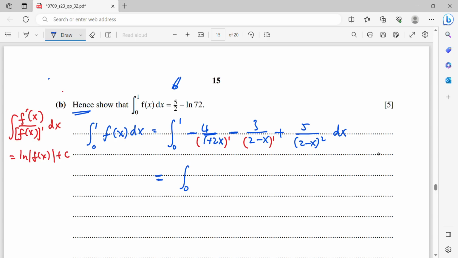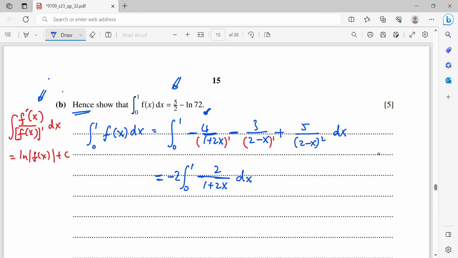So the first one is 0 to 1. I will write the denominator first. The denominator is 1 plus 2x, then here is dx. According to this formula, my numerator is the differentiation of the denominator, which means when I differentiate 1 plus 2x, I should get 2. But the question here is minus 4. In order to get minus 4 from 2, I need to times minus 2 outside.